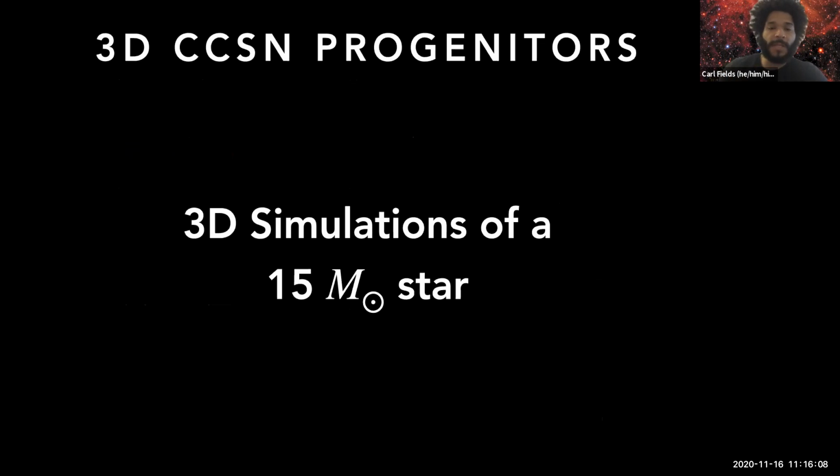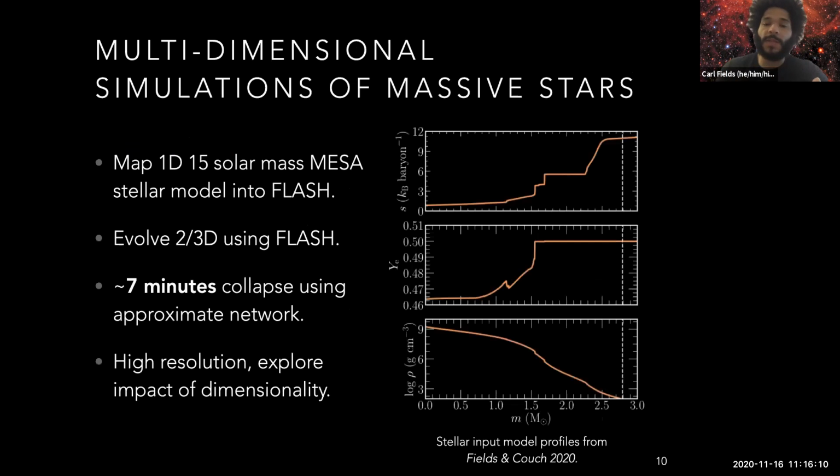And so that leads us into what we wanted to study. We wanted to extend on these works and look at a 15 solar mass model, compare 2D and 3D, and evolve it longer, relaxing the approximation that Couch made in 2015 and some of the work that Bernhard did, and explore the effects of resolution and dimensionality. And so that's what we did with FLASH.